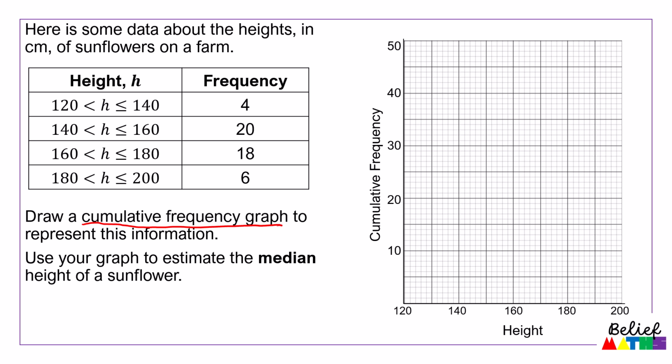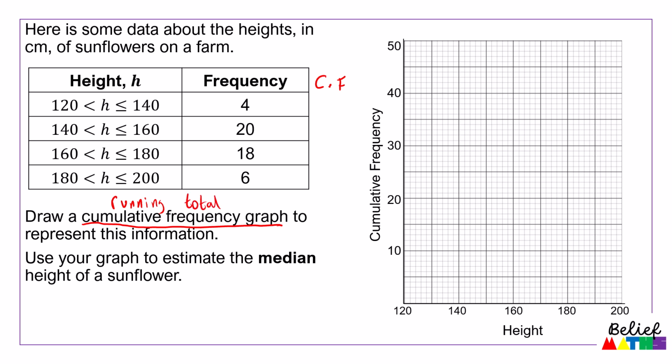Now we have to be careful because with this table you could be asked to draw a number of different graphs, so make sure that you read through this and you're really clear what graph they are asking you to draw. For a cumulative frequency graph, we're going to work out our cumulative frequency. What cumulative frequency means is that we're finding a running total. So we're going to add up our frequencies as we go along.